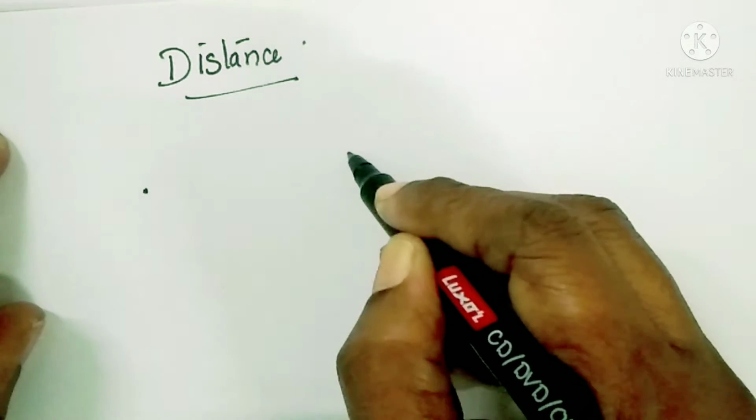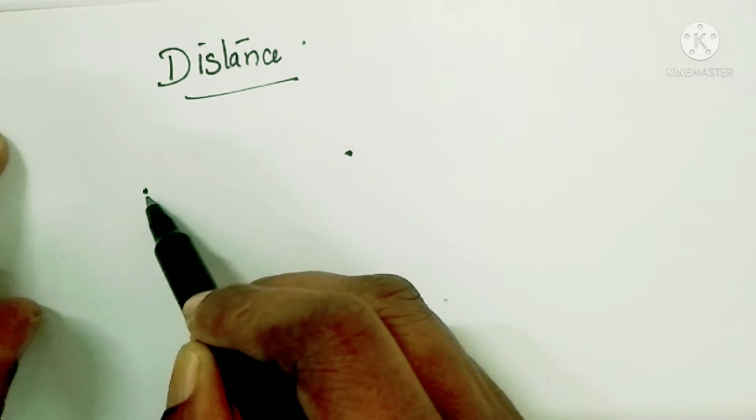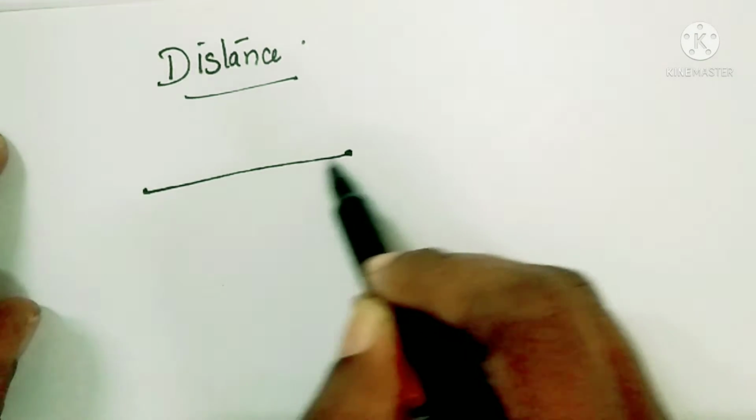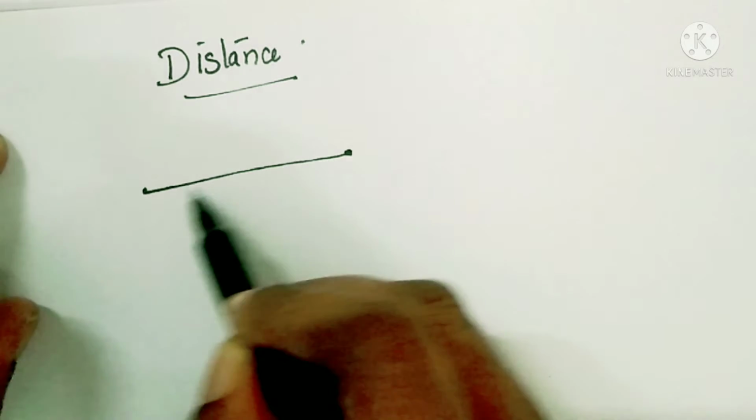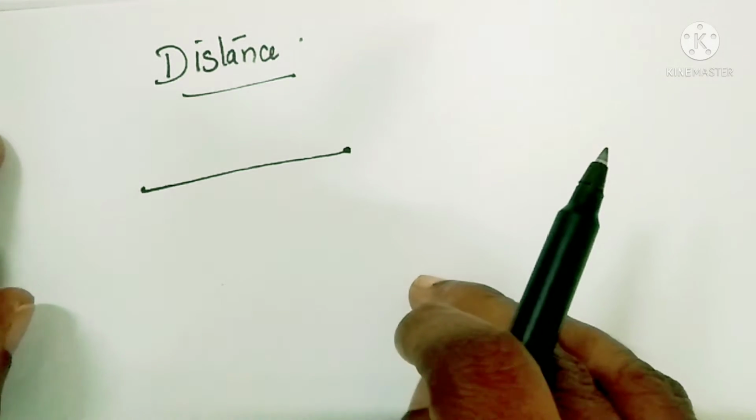Do you know what this is called? These are called points. The length of the space between these 2 points, any 2 points, is called the distance between them.